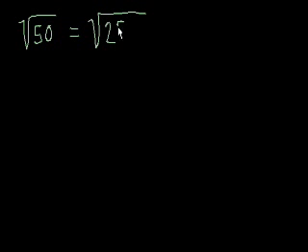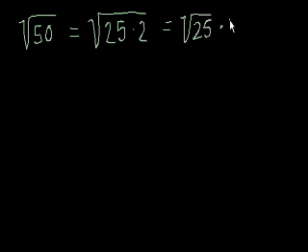The square root of 50. Well, the square root of 50 is the same thing as the square root of 25 times 2. And we know, based on what we just did, and this is really just an exponent rule, that the square root of 25 times 2 is the same thing as the square root of 25 times the square root of 2. Well, we know what the square root of 25 is. That's 5. So that just equals 5 times the square root of 2.